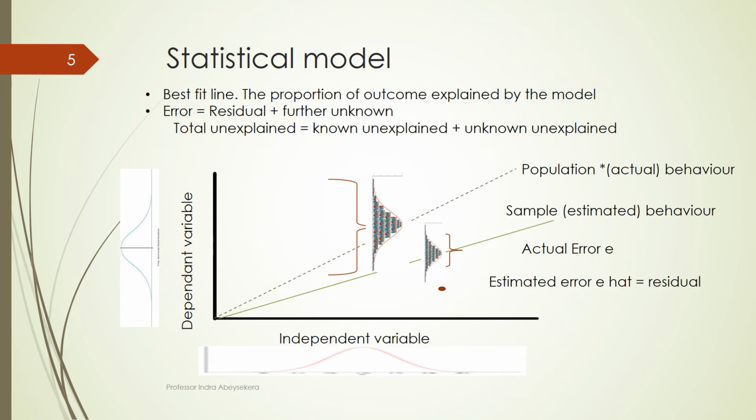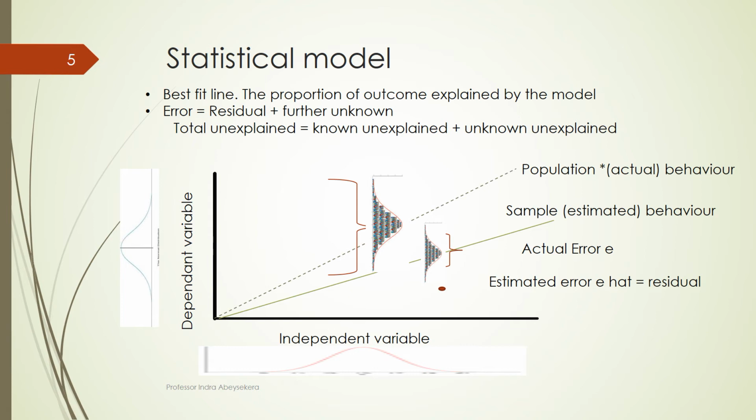So the vertical distances of individual outcomes to the best fit line drawn by the sample are called residuals. So they are the known errors. We can measure them. On the other hand, the population best fit line is somewhat a mystery for us.